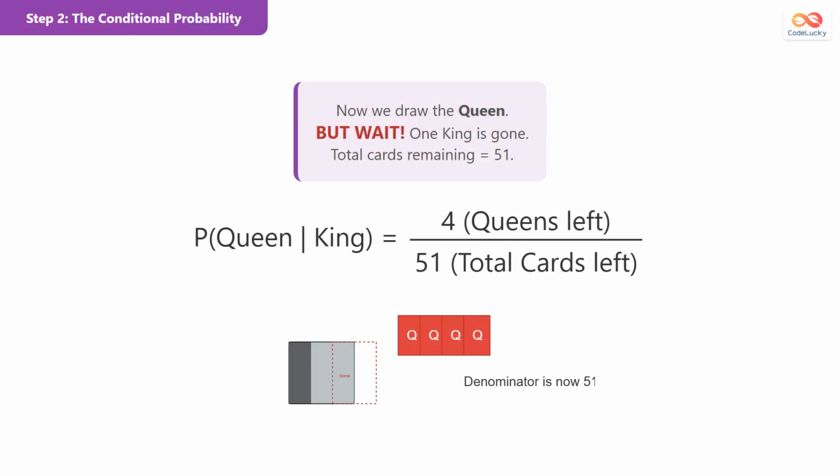Now for step 2. We assume the first card was indeed a king and it is not returned to the deck. This means there are only 51 cards left. There are still 4 queens in the deck. So, the probability of drawing a queen, given that a king was already drawn, is 4 over 51.